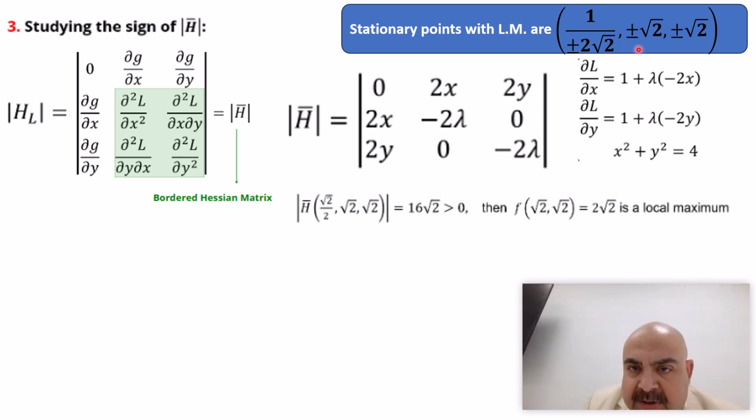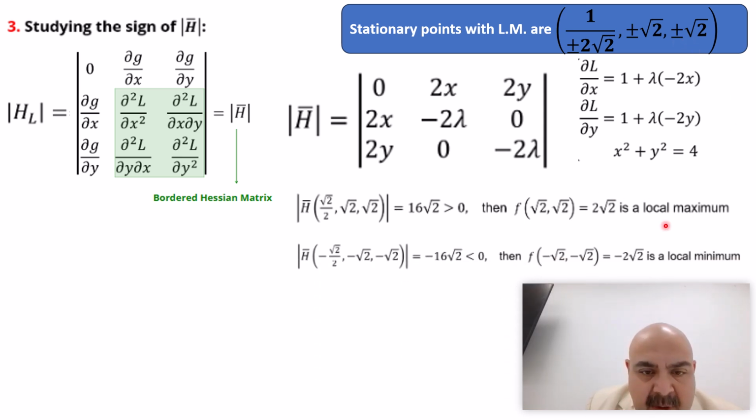So for the point where x is positive root 2 and y is positive root 2, we will have a local maximum point. In a similar manner, if we use the second point, which is negative root 2, negative root 2, and insert it in the definition that we have, we will have a negative 2 root 2, which is a local minimum for these 2 points, which were the stationary points of the function.